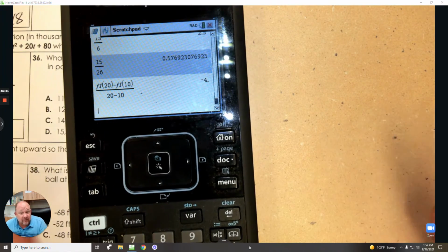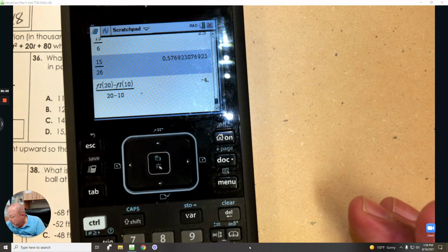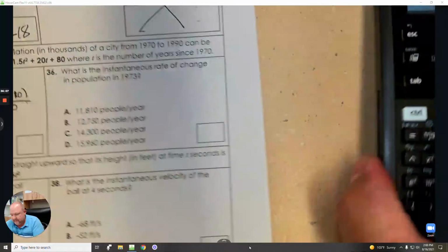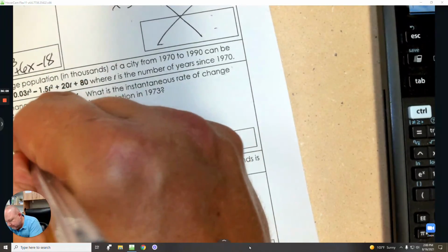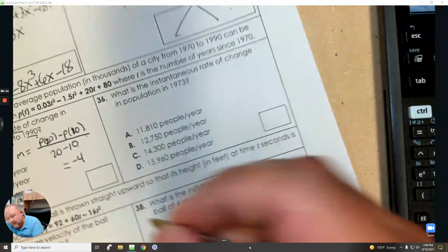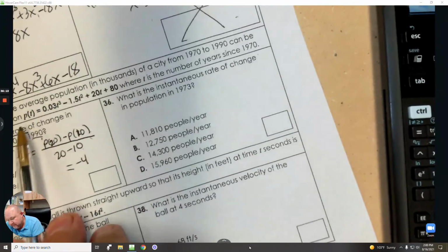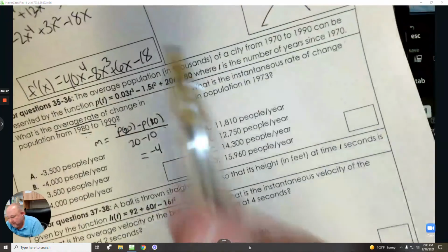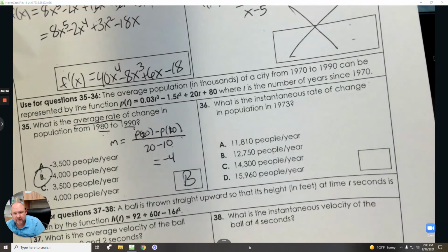And I want you to notice the answer is minus 4. Now, the answer is in thousands. So because it's in thousands, minus 4 means minus 4,000. So the answer is B, minus 4,000.